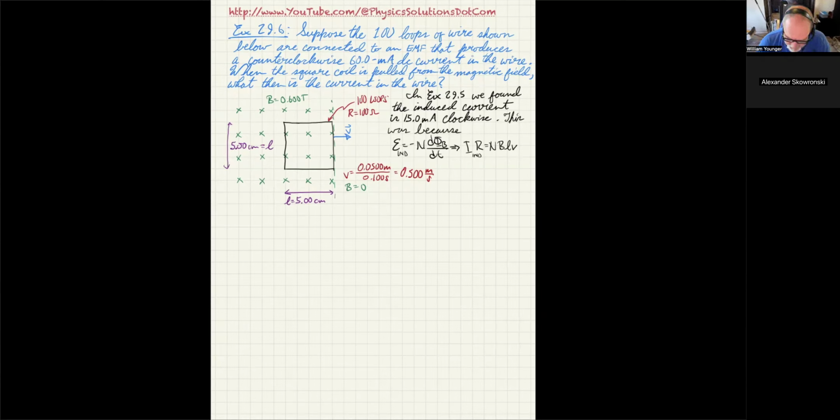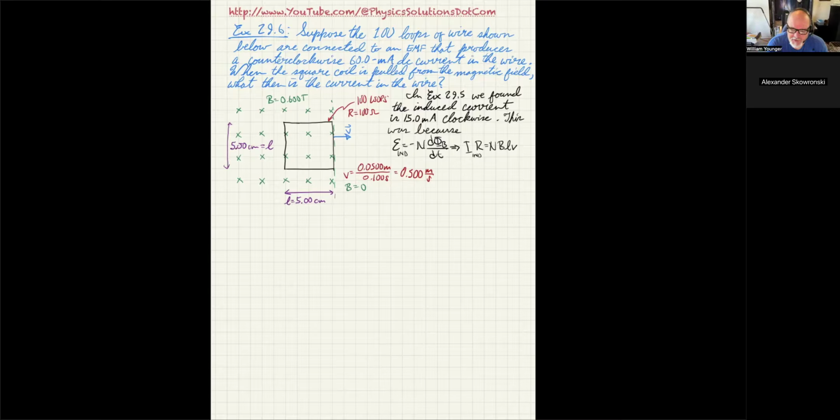The way we calculated it was E induced is equal to negative N dΦ_B over dt, which is Faraday's law. But we also used Ohm's law to replace E induced with I induced times R. And of course, R was the 100 ohms resistance of the 100 loops, and I is the induced current, N is the 100 loops, B is the strength of the magnetic field, which is 0.600 Tesla. L is the length of the square and the width of the square, and V is the velocity that the rectangle was moving to the right.